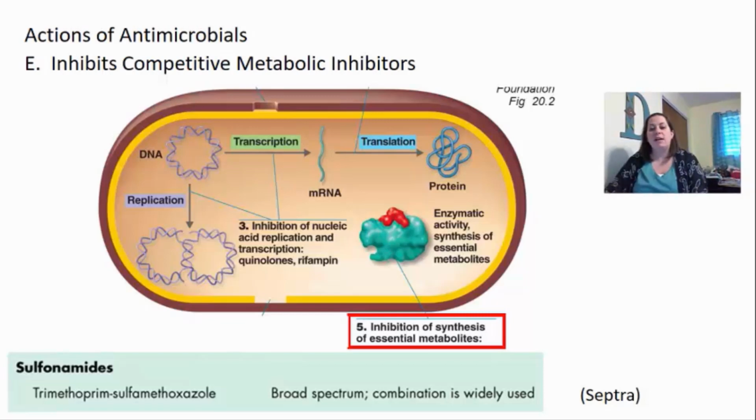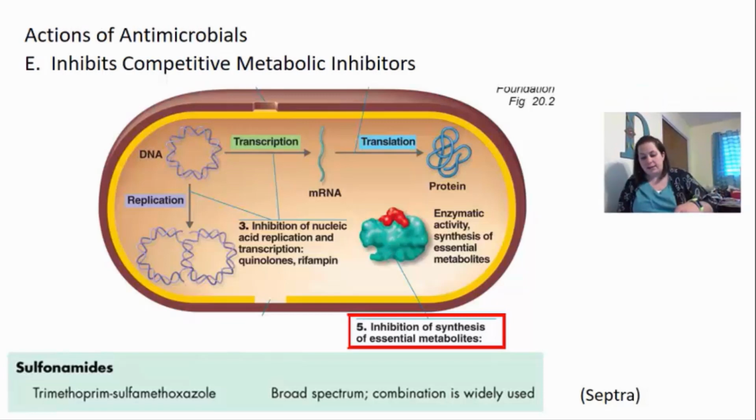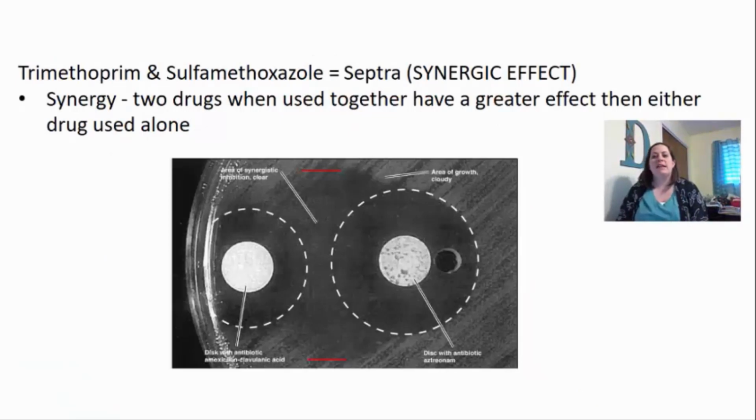When you look here, it's going to inhibit the synthesis of essential metabolites, things that are essential that they need in order to survive. So when we're looking at these, are the sulfonamides. These are broad spectrum, and they're a combination that is widely used, and this combination is known as Septra. This Septra combination contains two types of antibiotics. So taking a look at the Septra, this has shown that it has a synergenic effect. The synergenic effect means that they work together. So synergy is when two drugs, when used together, have a greater effect than one drug used alone. The two drugs that are used in Septra are trimethoprim and sulfamethoxazole. And if you'll notice here, the synergetic effect shows you that when both of them are placed together, this middle portion is where we see that it's working better against the bacteria than when it was by itself.